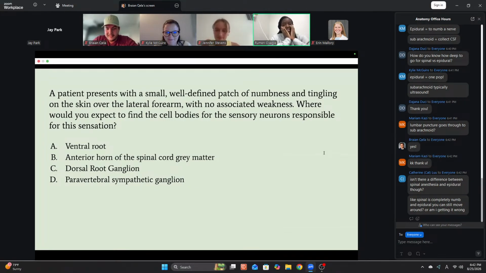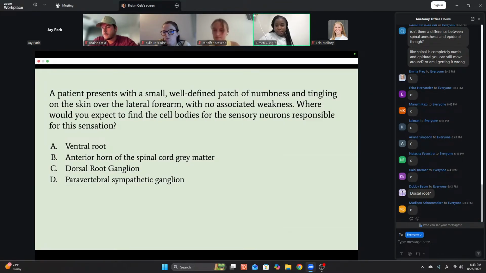You guys are quick. All right, so again, you know my policy, you know my rule. We all read the question together and then put your answer in the chat. A patient presents with a small, well-defined patch of numbness and tingling on the skin over the lateral forearm with no associated weakness. Where would you expect to find the cell bodies for the sensory neurons responsible for the sensation? Feel free to put it in the chat if you know the answer.